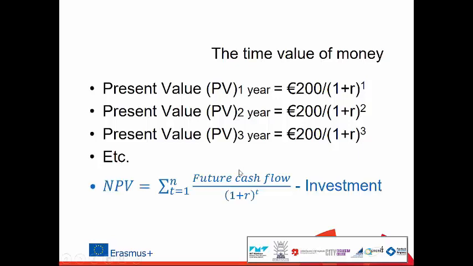We also have something called the net present value, which is a very common financial calculation in all investment projects. We would take the sum because we have periods, we might have many years. So we take the future cash flow of each period, and it's called the net present value because we have to subtract the investment that we make, usually the initial investment. So that's the net present value: the future cash flow minus the initial investment.